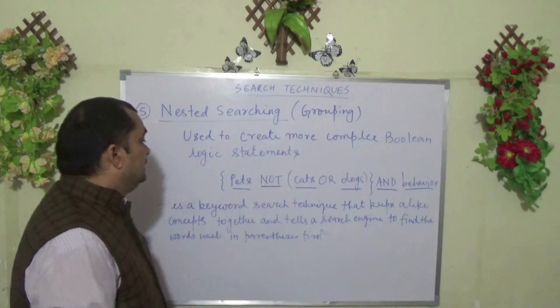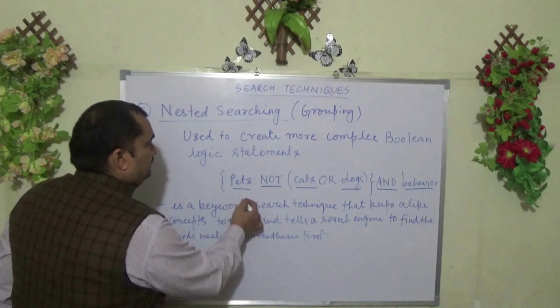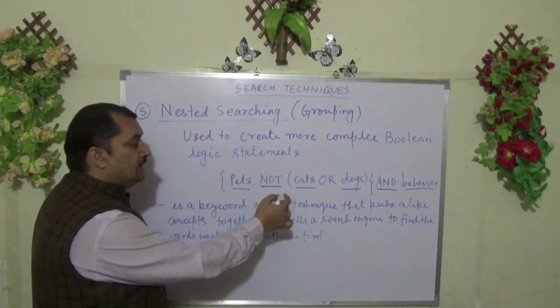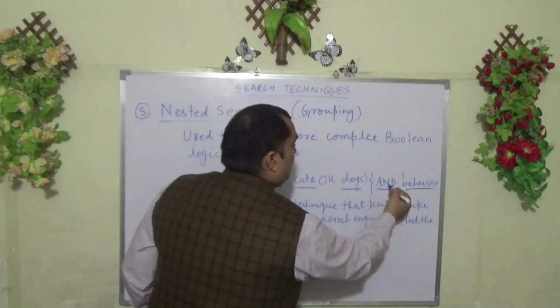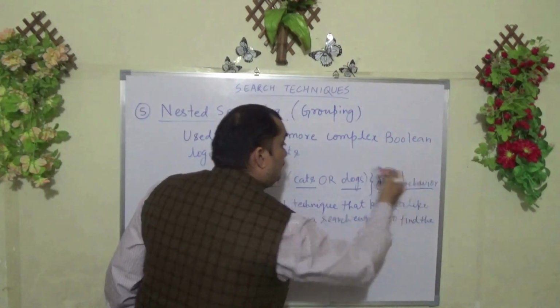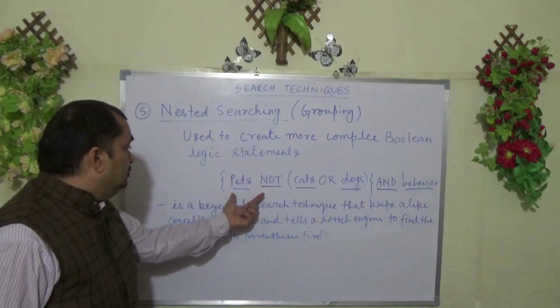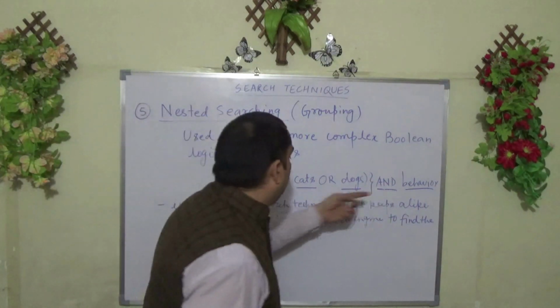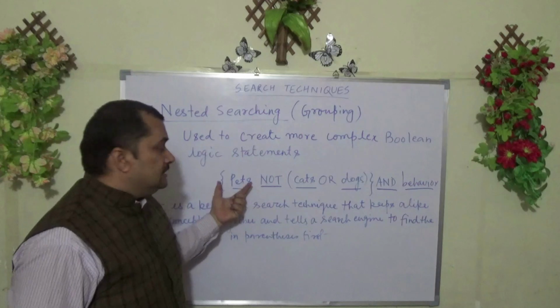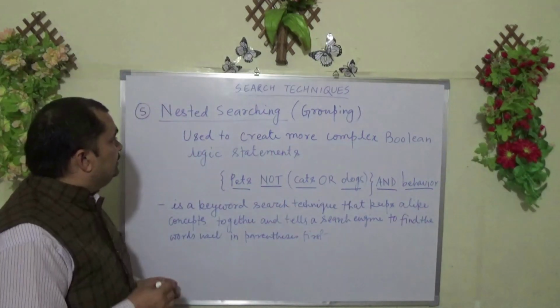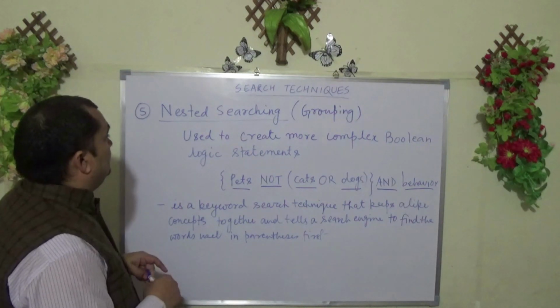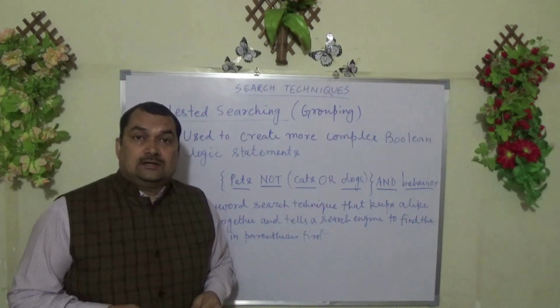This is one example. I take another example: library, not, school or public. In brackets I give automation. So what it will do, it will search the automation of library, but not school and public library. So in this way we can use nested searching and we can get a fruitful result.